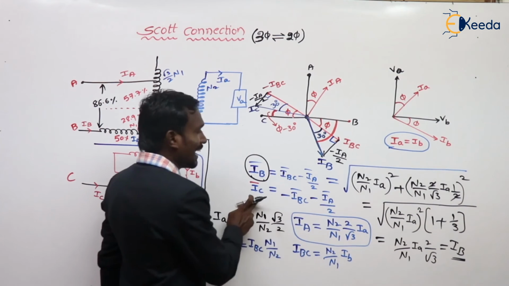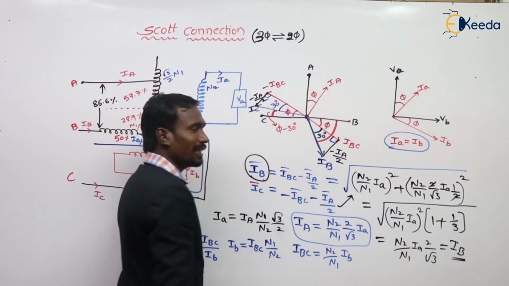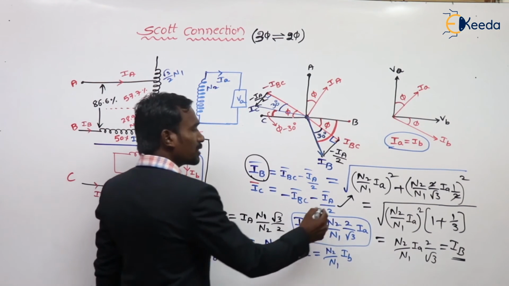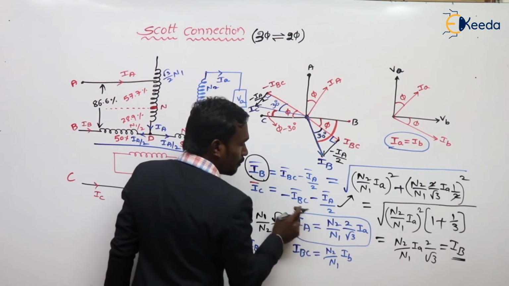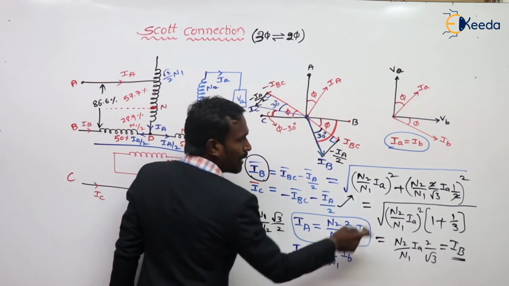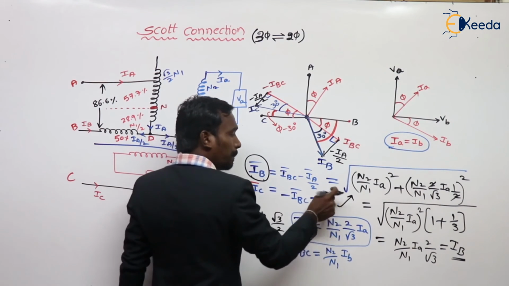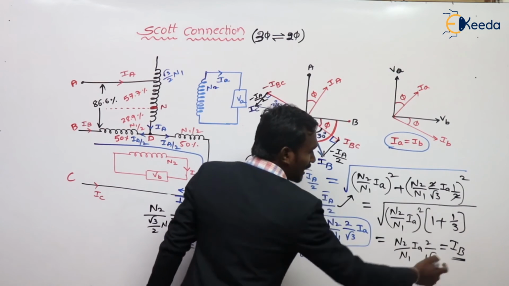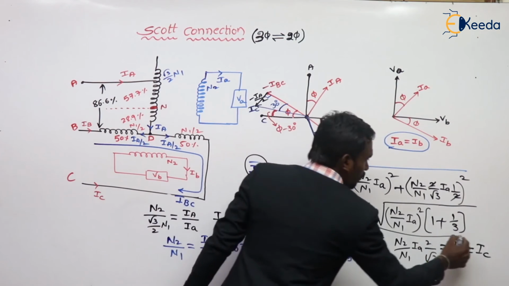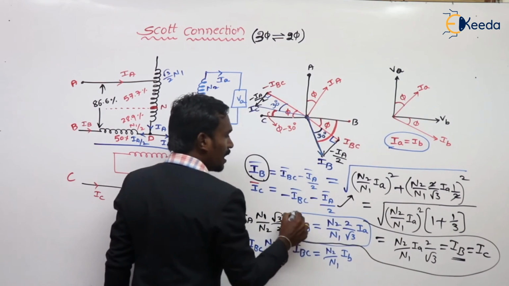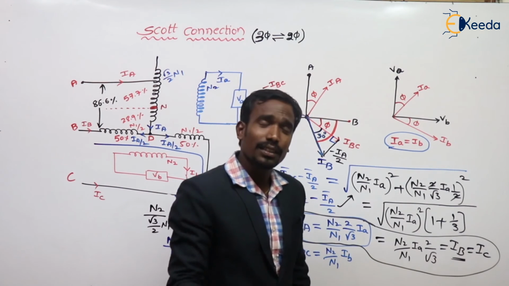If you want to calculate IC, even for IC, this is the derivation, because IBC square and IA by 2 square. IBC is nothing but N2 by N1 into IB, but IB is equal to IA whole square plus, because of vector sum, IA by 2 whole square. Again, this is equal to IC. IA is equal to IB is equal to IC. All are equal, that is N2 by N1 into 2 by root 3.